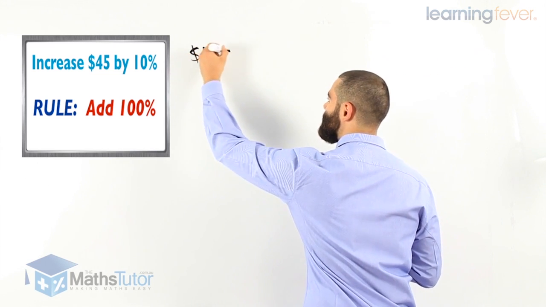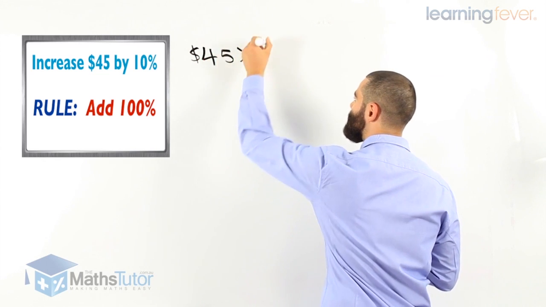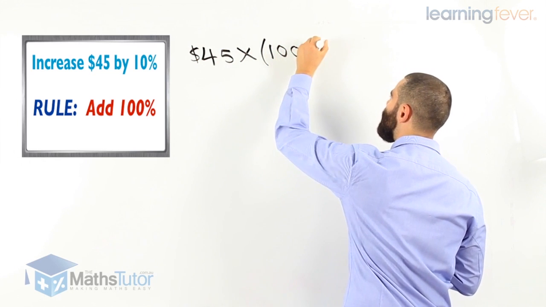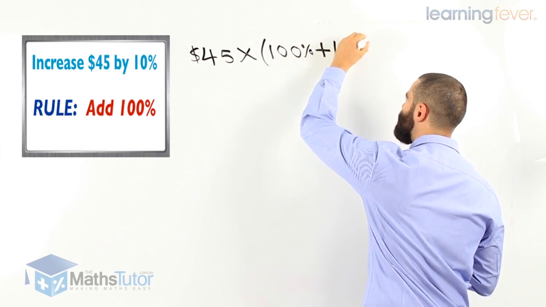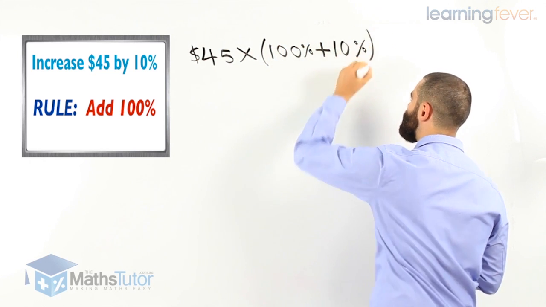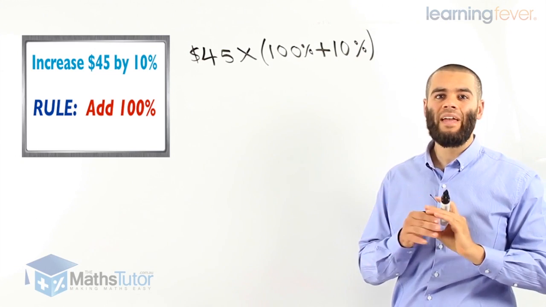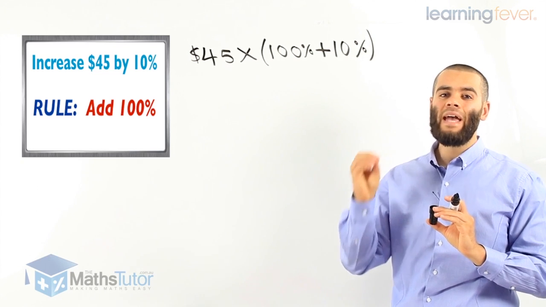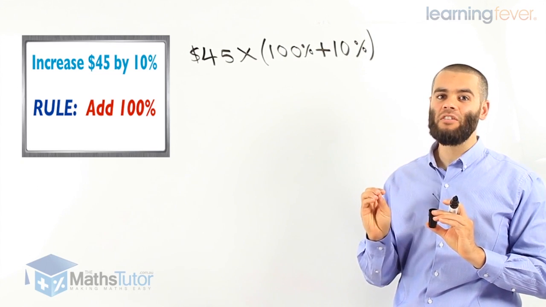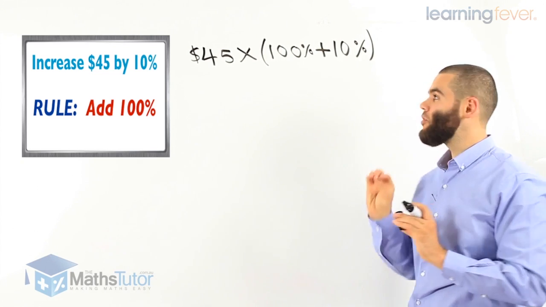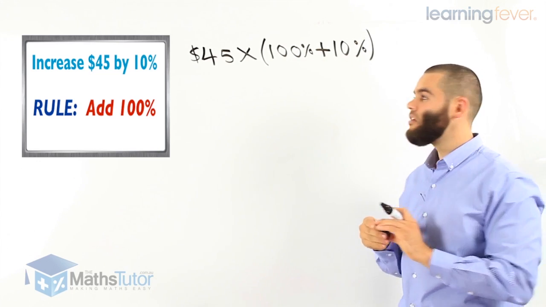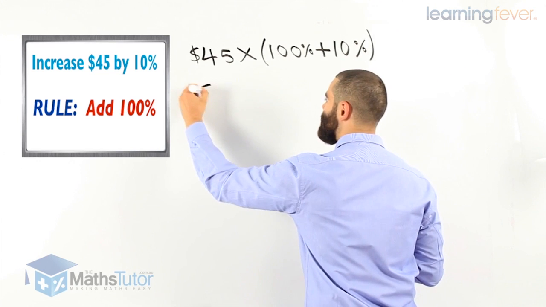$45 times 100% plus 10%. So the rule is when we're increasing a number by a percentage, we add 100 to the percentage. We add 100 to the percentage. 100% plus the 10% becomes 110%.